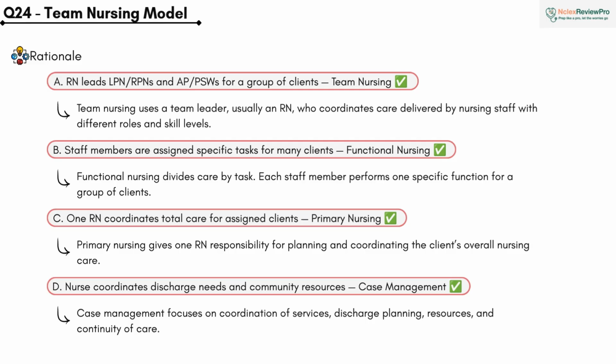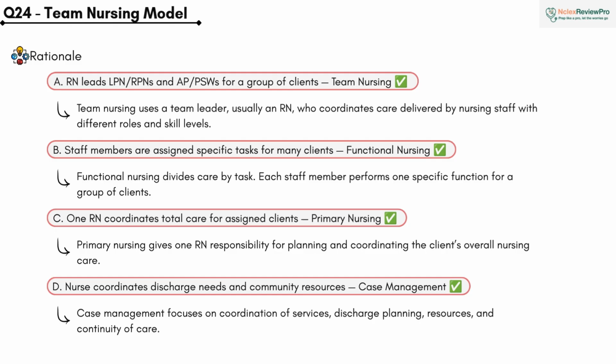For Option A, an RN leads 2 LPN or RPNs and 3 AP or PSWs in caring for a group of 12 clients. This describes team nursing. Team nursing uses a team leader, usually an RN, who coordinates care delivered by nursing staff with different roles and skill levels. The clue is that the RN leads a group of staff caring for a group of clients.